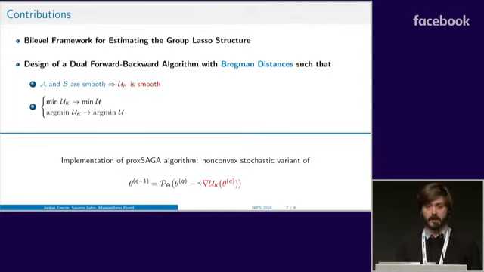Now that UK is a smooth function of theta, we can minimize it by using, for example, the Prox-SAGA algorithm, which is a variant of the projected gradient descent.